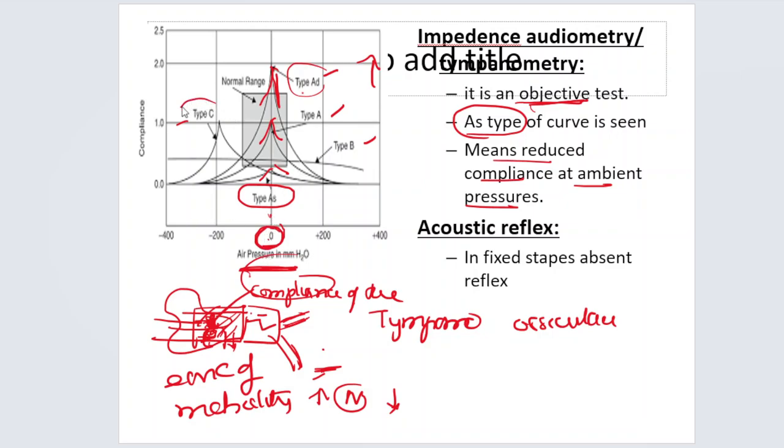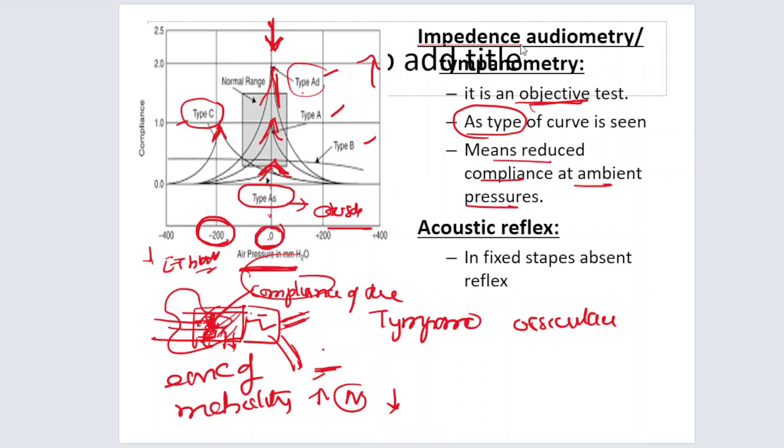Now you see the type C, you can compare it with the type C. Here it is the same as the type A curve, the compliance is the same, but you have to reduce the pressure in the external auditory canal to minus 200 to get this type of curve. This is seen in eustachian tube block. So this is not ambient pressure, this is lower pressure. At ambient pressure, the pressure that we usually see outside, there is reduced compliance of the tympano-ossicular system. This is pathognomonic. If you see an AS type curve, you should think most probably it's a case of otosclerosis.